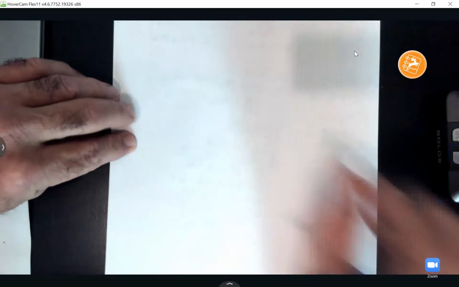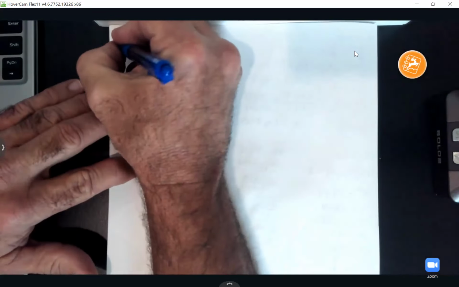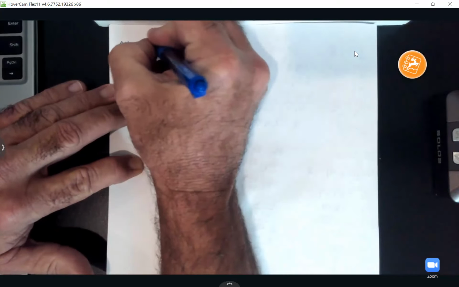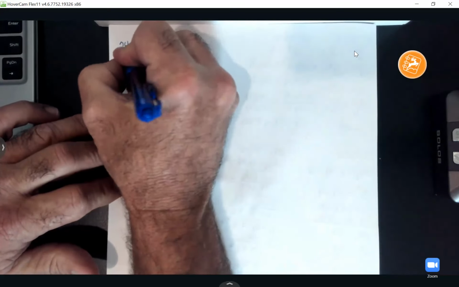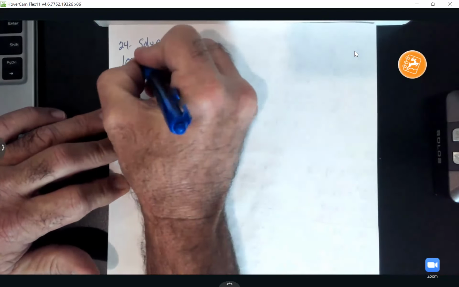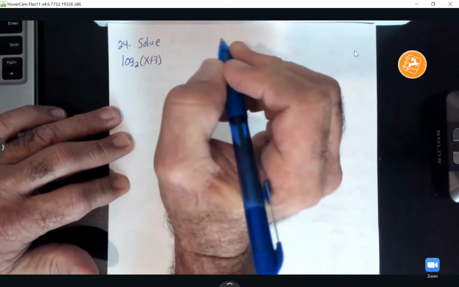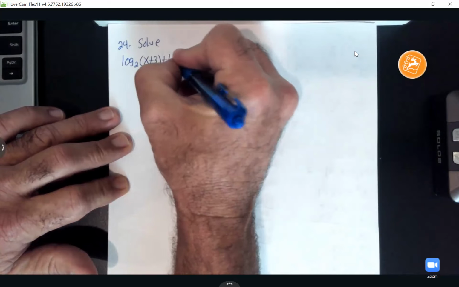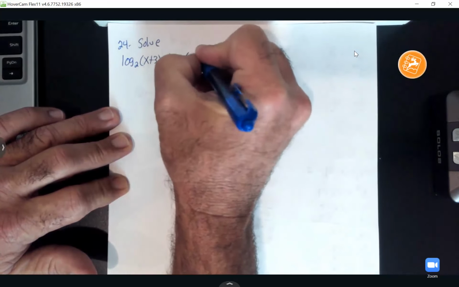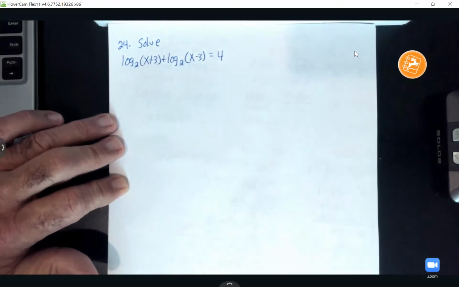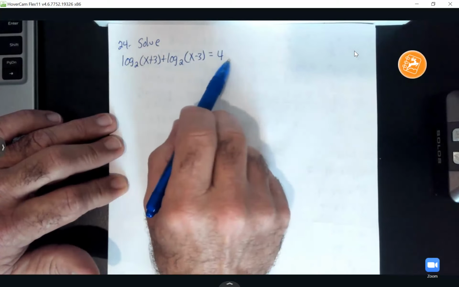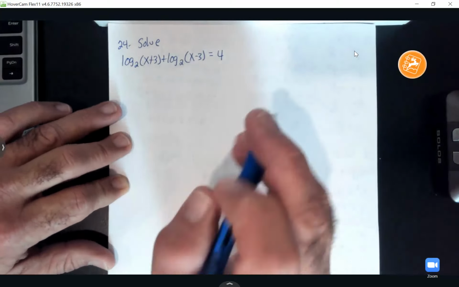All righty, now another log one coming up. So let me get this paper and write again. Hey, y'all, 24. Solve again. So this is the last of the log equations. So this one has the log base 2 of x plus 3, plus a log base 2 of x minus 3. That's going to equal a 4. So I got 2 logs on this side, but none on the right side. So watch how this one will work out.